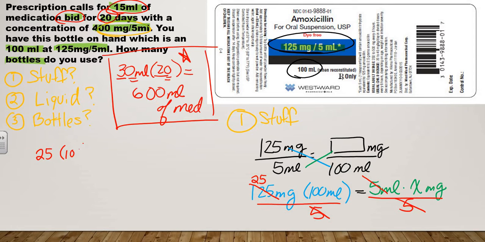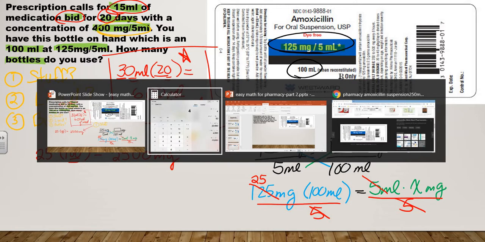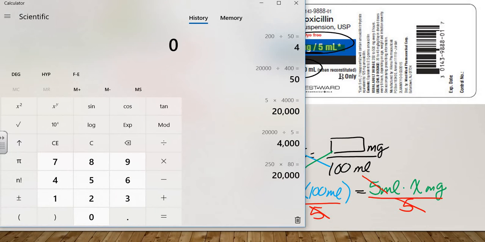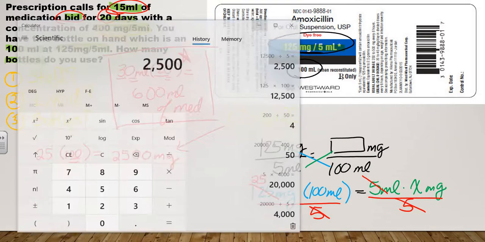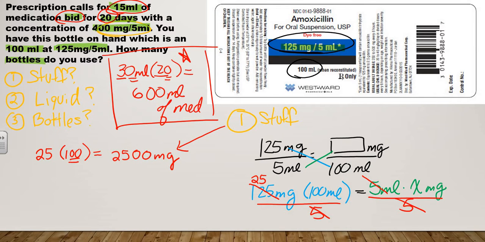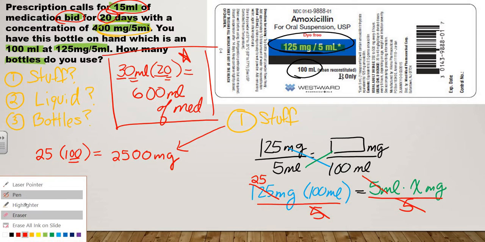Okay, now I have over here 25 times 100. That's just 2 zeros, so it's 2500 milligrams. That is the amount of stuff. Let's show you on the calculator. 125 times 100, and then we divide by 5. Again, 2,500 milligrams.